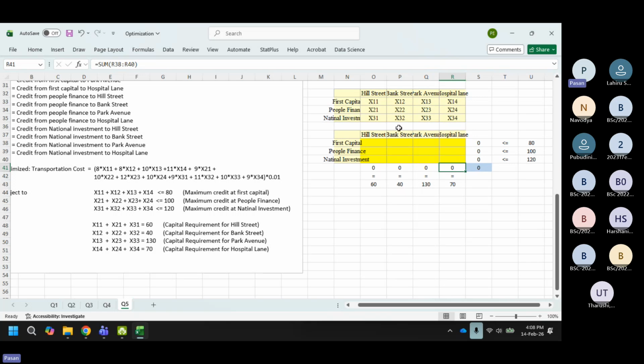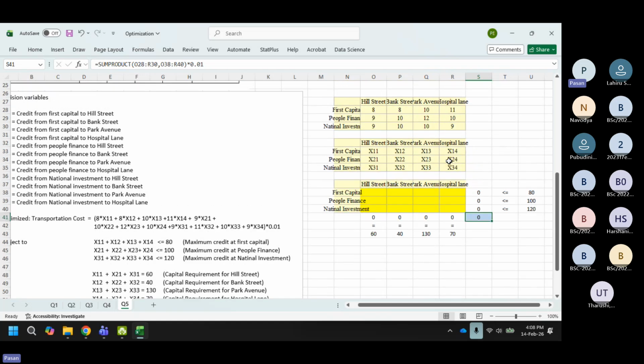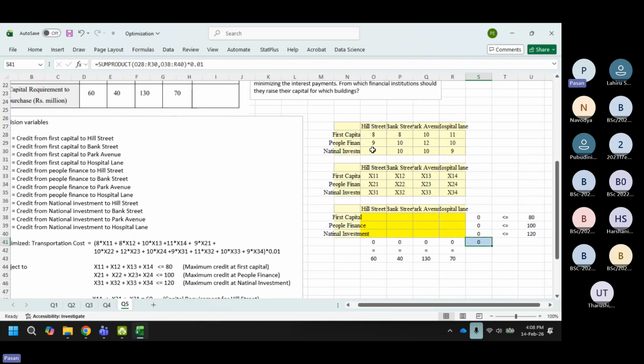Okay, so we can go with those restrictions like that, and then finally my objective function will become the sum product of this set of numbers here and this set of numbers here, right? And then finally I multiply by 0.01 as well, right? So that's my setup of this problem, right?